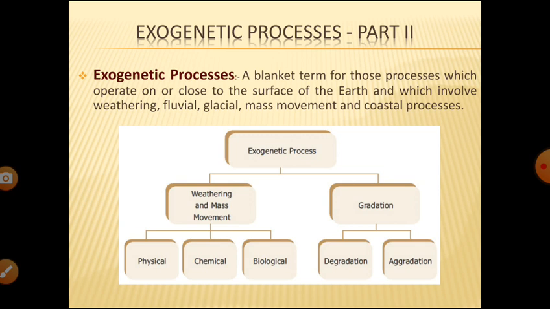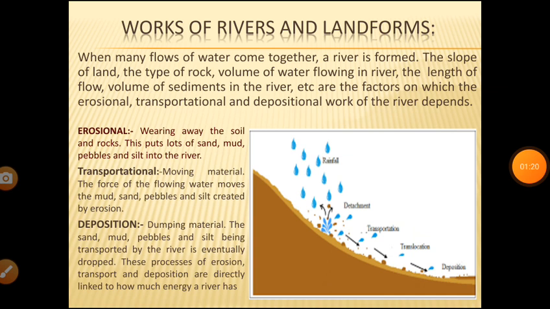So, children, now we'll see what is exogenetic processes. A blanket term for these processes which operate on or close to the surface of the earth and which involve weathering, fluvial, glacial, mass movement, and coastal processes. Now we'll see works of rivers and landforms.